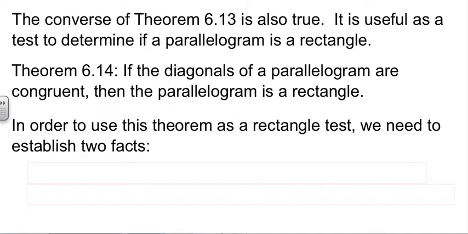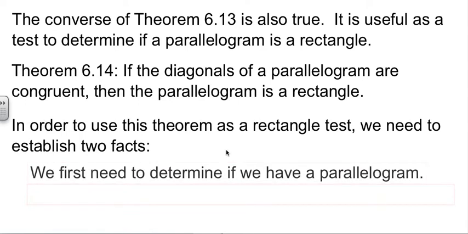Okay. Now the converse is also true. If the diagonals are congruent, if you have a parallelogram with the diagonals congruent, then you have a rectangle. Now notice there are 2 facts you need to know to make this theorem work. First off, you have to know what you're dealing with is a parallelogram. If it's not a parallelogram, this theorem goes out the window.